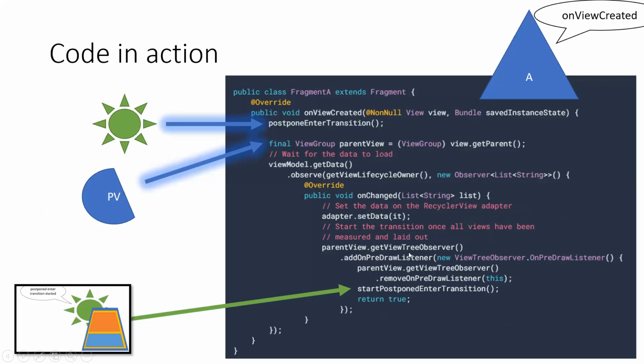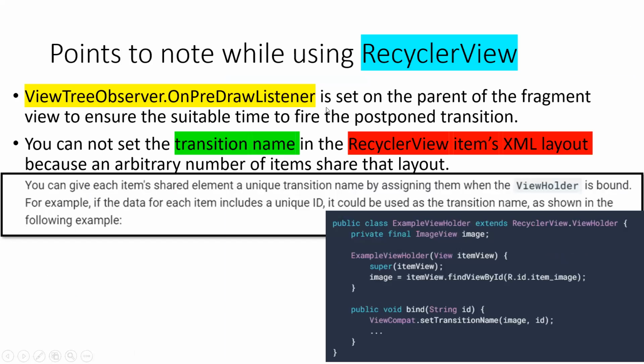So on pre-draw listener has been added to the parent view. It has been added by using add on pre-draw listener. This is the point to be noted: why has it been added to the parent view? It's set on the parent view of the fragment view so that you can ensure the suitable time to fire the postponed transition.